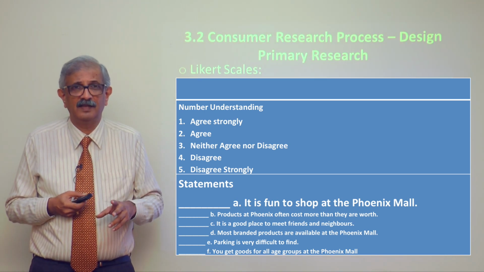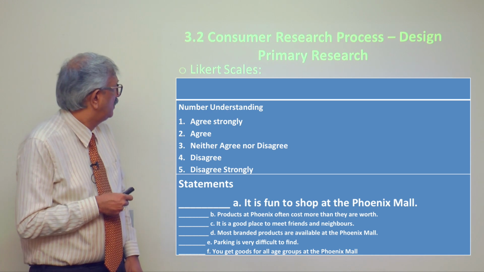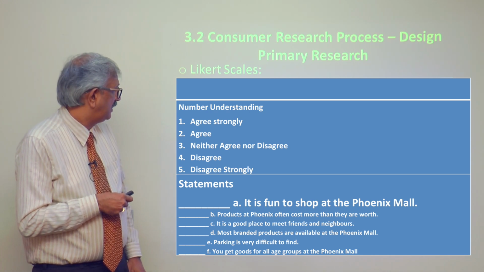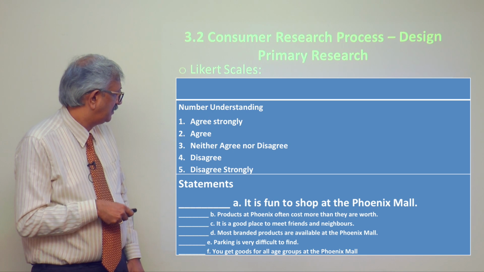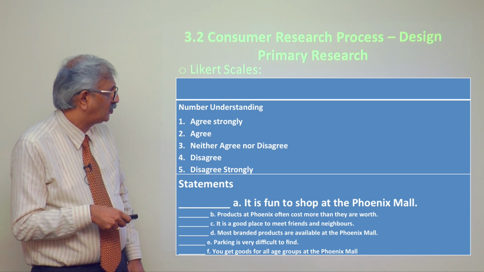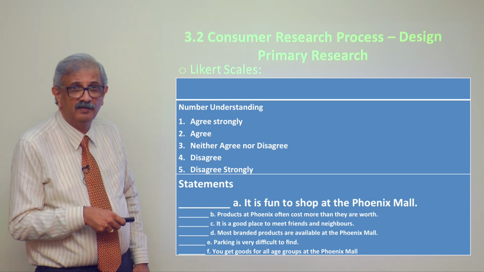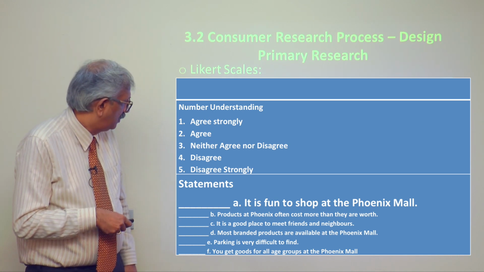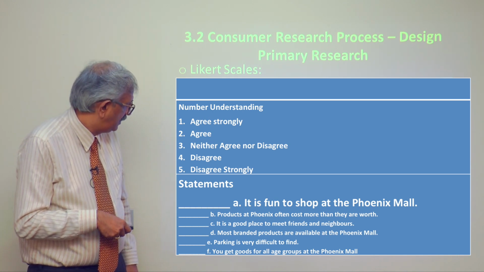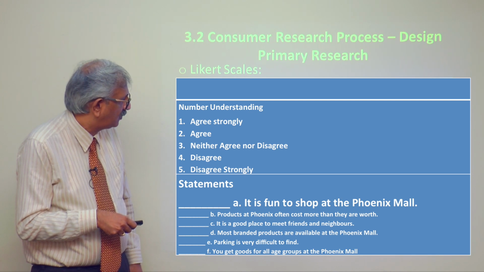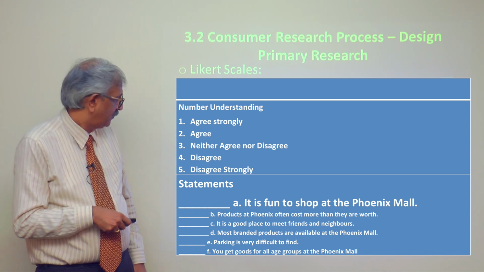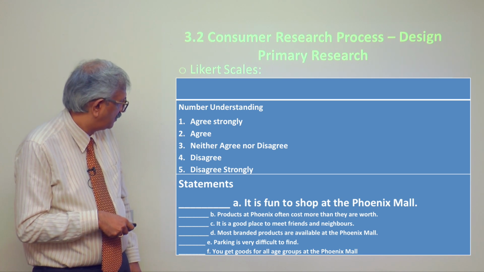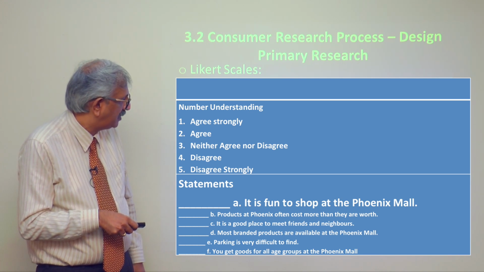So we understand the Likert scale now. What is a Likert scale? If I have to explain it, it is number understanding: agree strongly, agree, neither nor, disagree, disagree strongly. Here is a statement: It is fun to shop at the Phoenix Mall, which is in Mumbai. Then B, C, D, E, F, etc. Products at Phoenix often cost more than they are worth. It is a good place to meet friends and neighbors. Most branded products are available at the store.